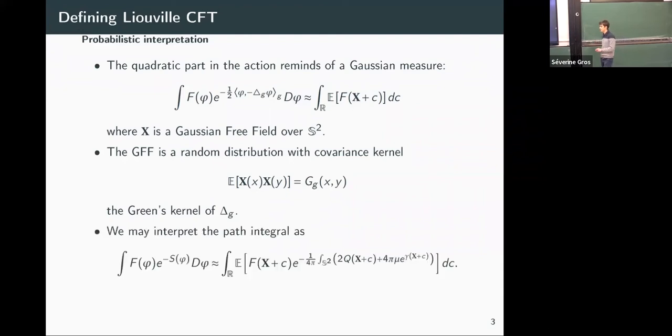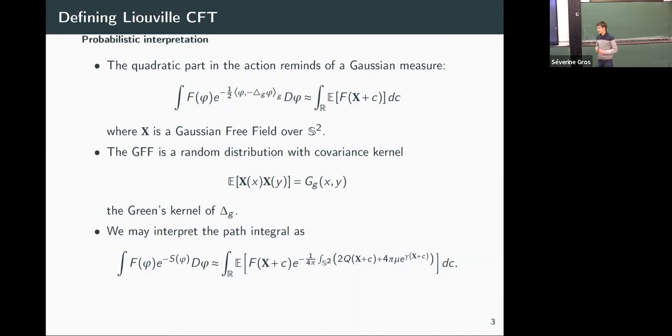So in the end, using probabilistic tools, we may interpret the path integral as follows. We have absorbed the quadratic term in the Liouville action, and the only thing which remains is the other part, which is the potential.